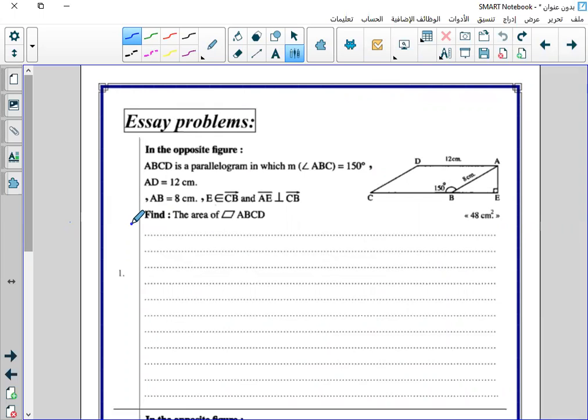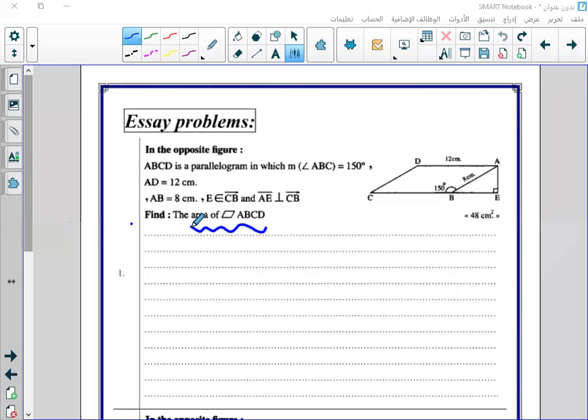Another example. In the opposite figure, ABCD is a parallelogram in which the measure of the angle ABC is 150 degrees, and AD equals 12 centimeters, AB equals 8, E belongs to the ray CB and the line segment AE is perpendicular to the ray CB. Find the area of the parallelogram ABCD. Who can tell me the answer?